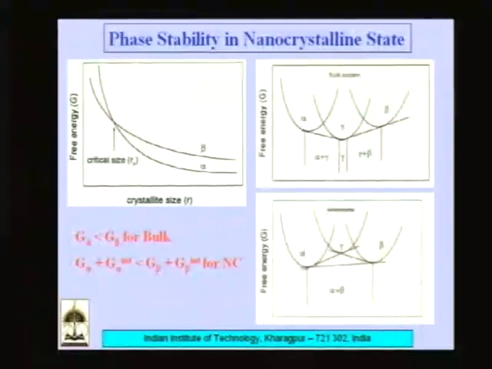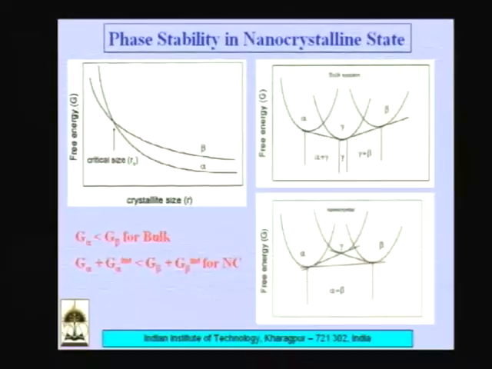But whenever we talk of free energy, we usually talk of bulk free energy, volume free energy of a material. But when you take a material to the nanocrystalline state, we need to consider also what is called the interfacial free energy or the surface energy. If you add the surface energy to the system and then define the stability criterion, you will see that in the nanocrystalline state, if G alpha plus G alpha interfacial energy is lower than G beta plus G beta interfacial energy, then we can say alpha is more stable. Okay? If a combination of the interfacial energy plus volume free energy is lower, that phase is more stable.